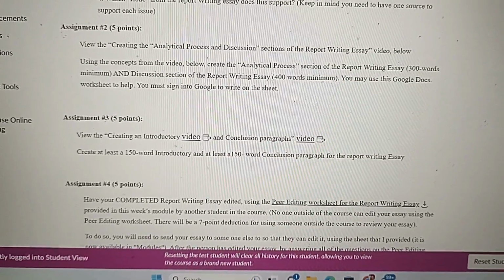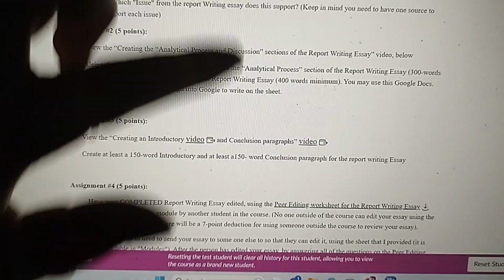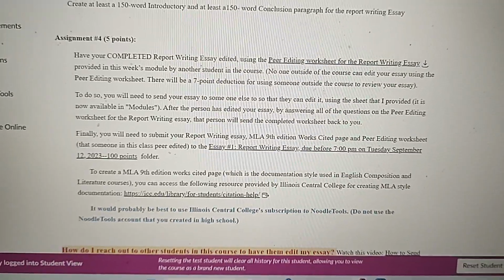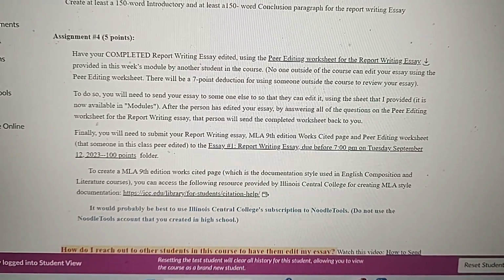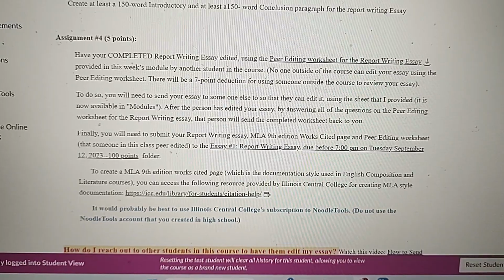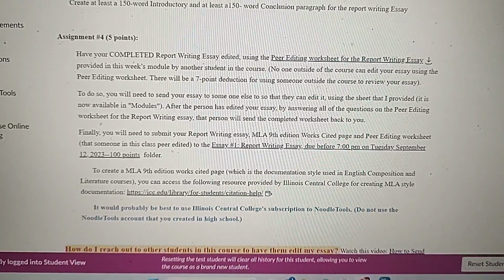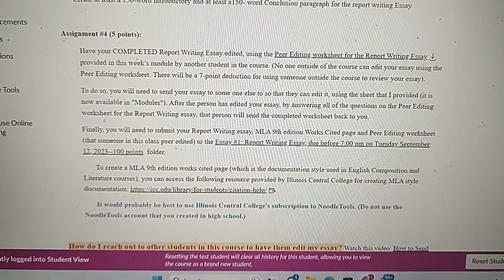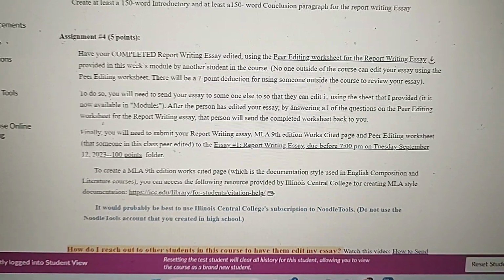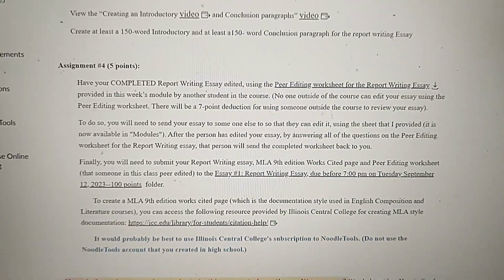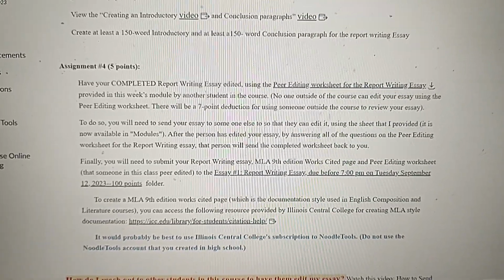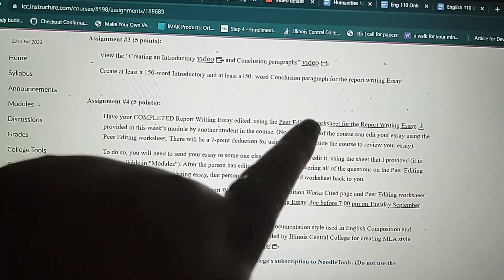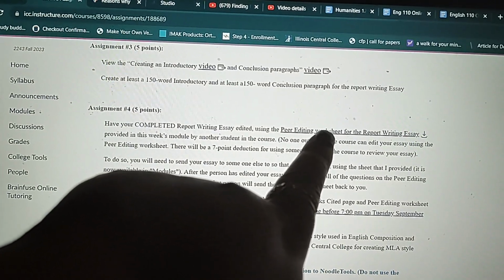Try to get it done before Thursday because you need to have an essay done in order to complete assignment number 4. Assignment number 4, you are going to email your essay to another person. Okay? And then after you've emailed your essay to someone else, the someone else is going to peer edit the person's essay using this peer editing worksheet that I created.